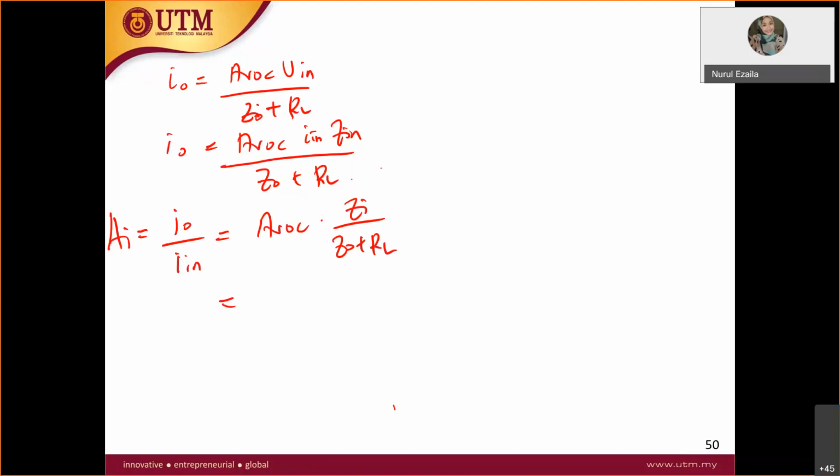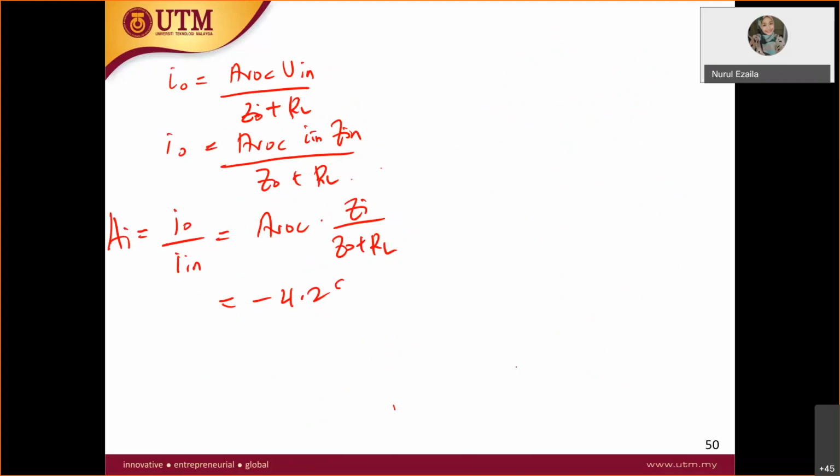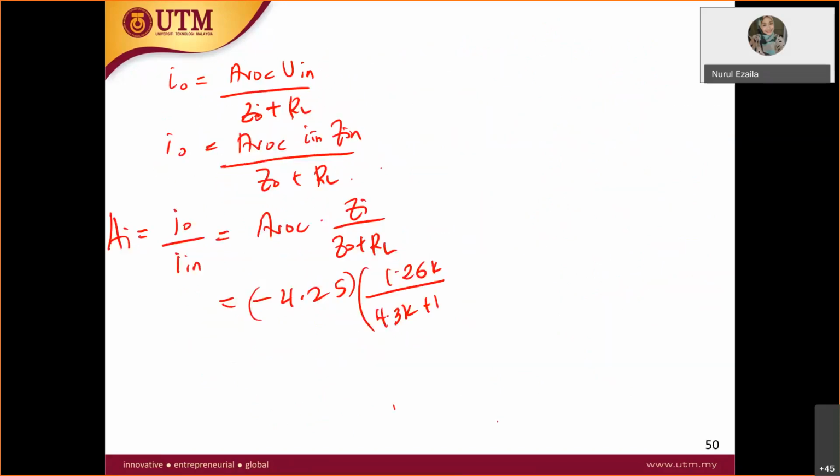Okay, all the values here, you already have all the values. So negative AVOC just now, how much? 4.25. Times Z in 1.26K over Z out equal to RC 4.3K plus RL is 10K, equal to negative 0.37.